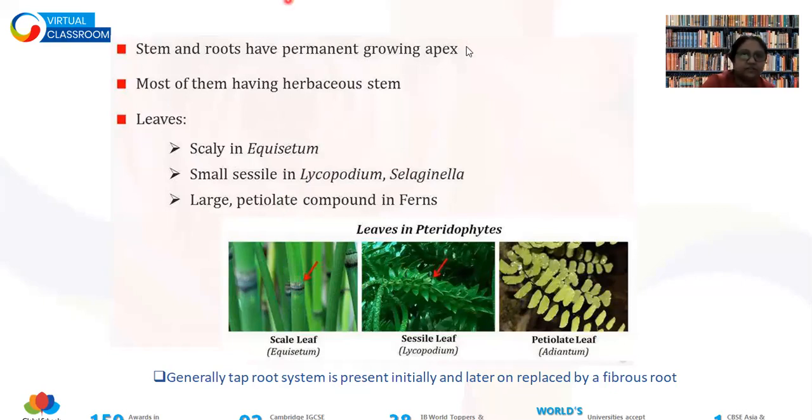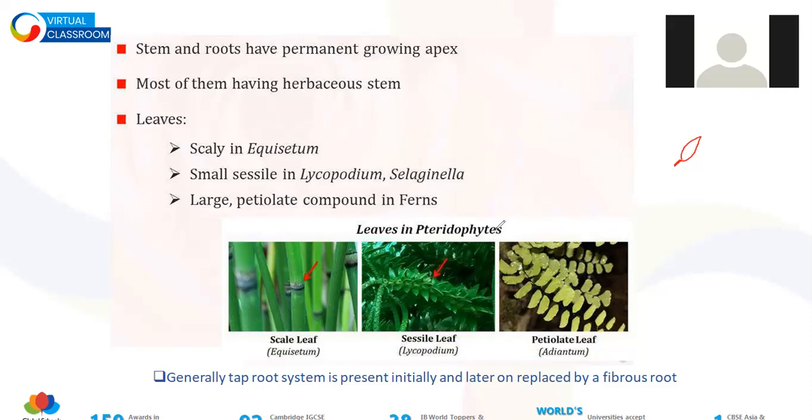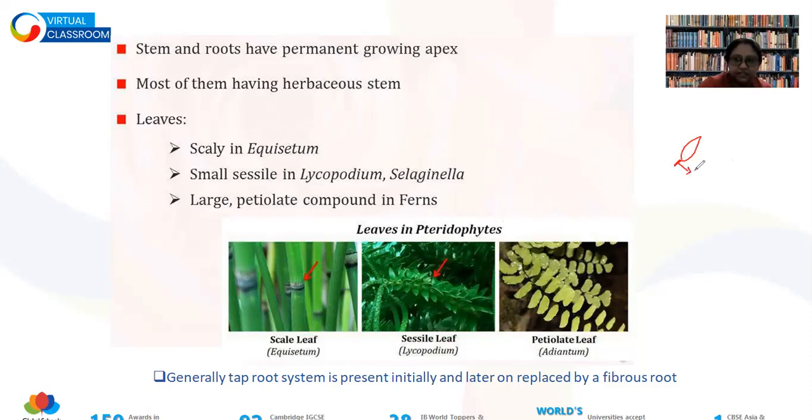Let me talk about these three things. See, generally, we are used to see leaves like this, no? With a stalk. Class, can you see this drawing? Yes, ma'am. We are more habituated to see this type of leaf structure. This is called petiole. So petiole is responsible for attaching the leaf with the stem. So if petiole is there, the leaf is called petiolated.